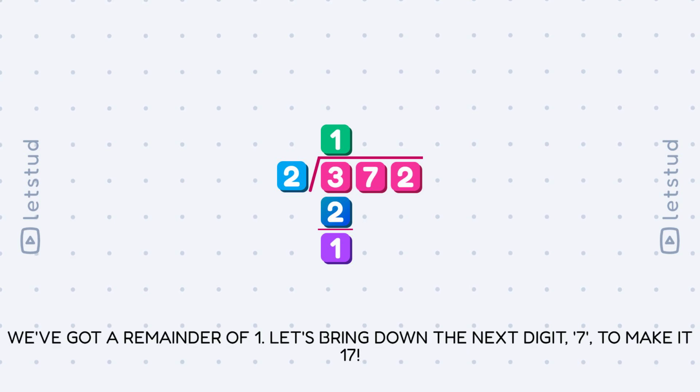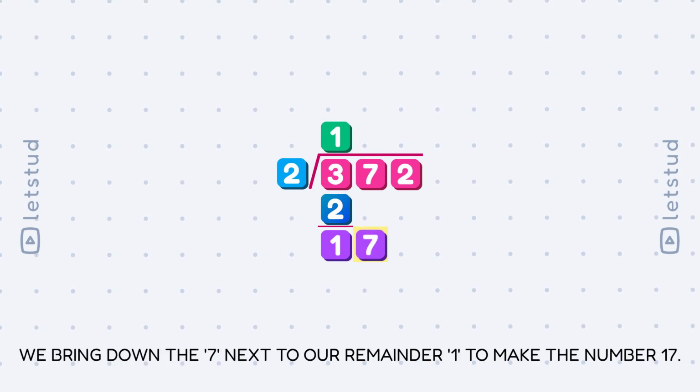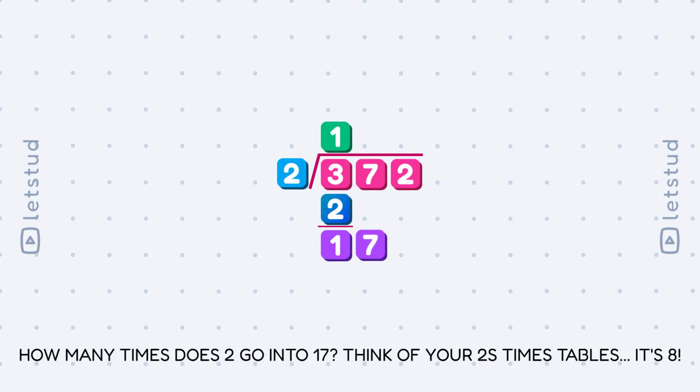Let's bring down the next digit, 7, to make it 17. Now we have 17, look at that, we're ready for the next round. We bring down the 7 next to our remainder, 1, to make the number 17. How many times does 2 go into 17? Think of your 2's times tables, it's 8.